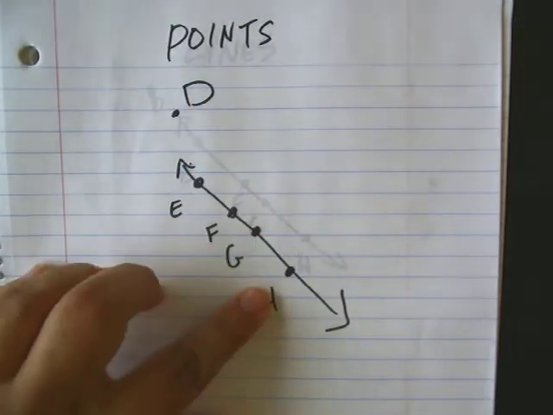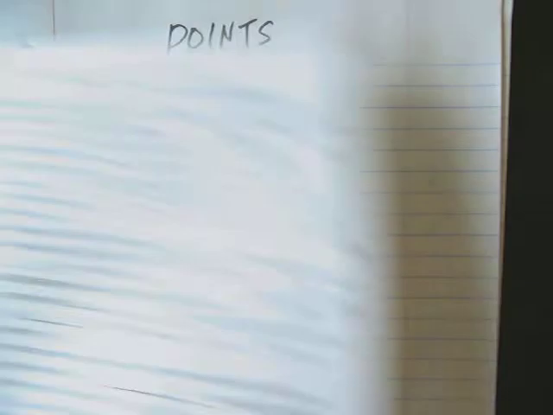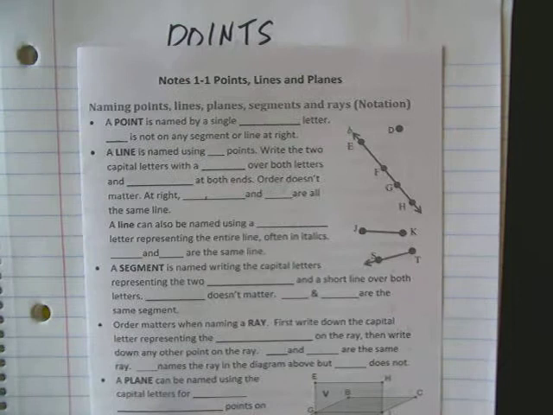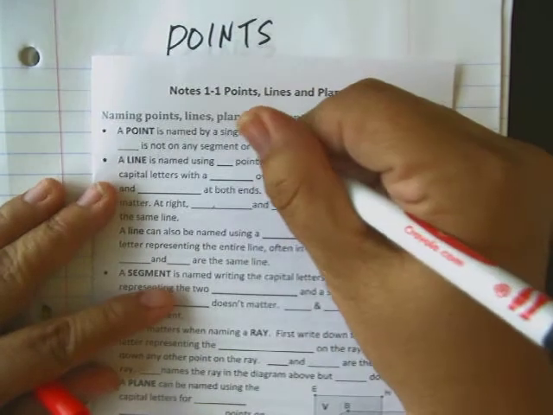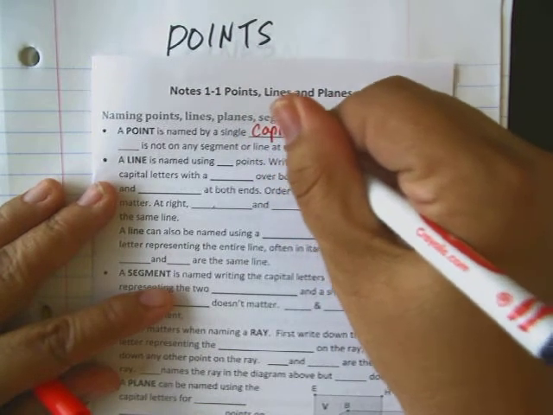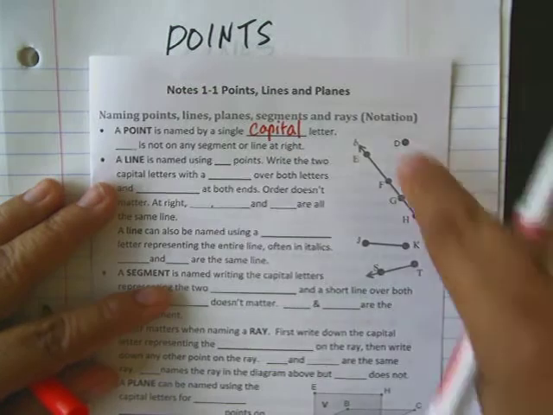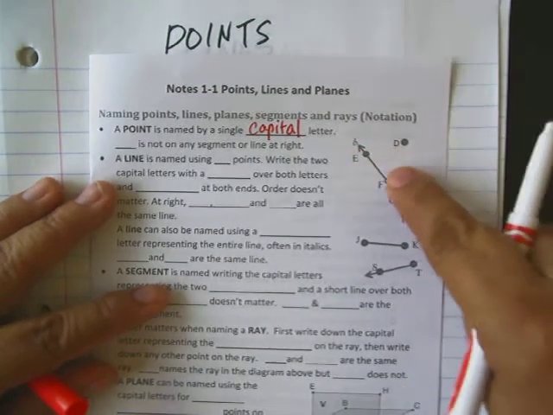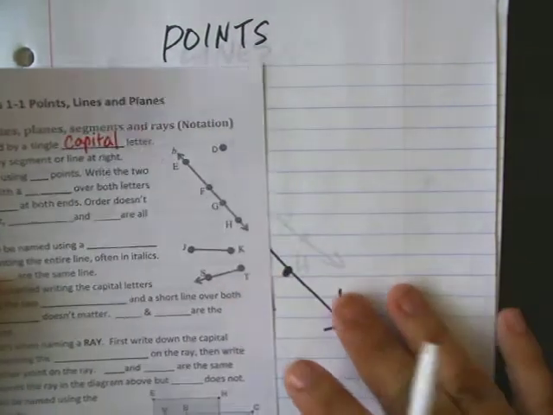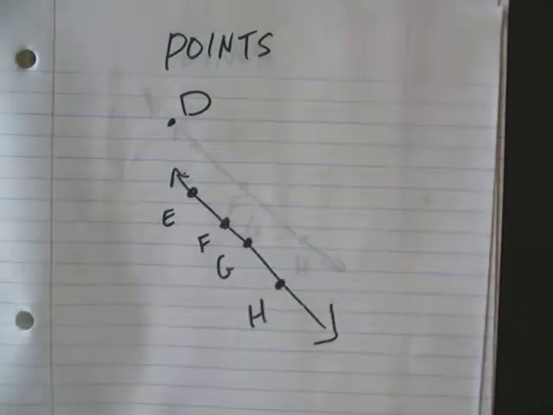Well, if you notice on the picture, everything on here has a capital letter. So in your notes, a point is named by a single capital letter. So that's point D, point E, F, G, H. Those are the points. Now let's get to lines.